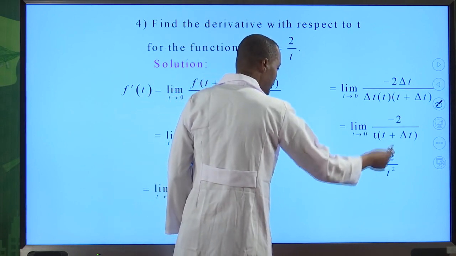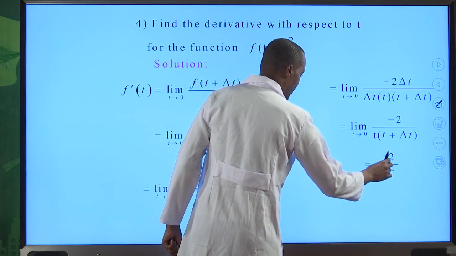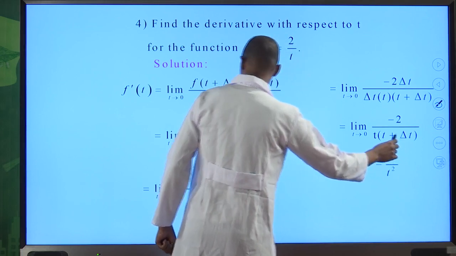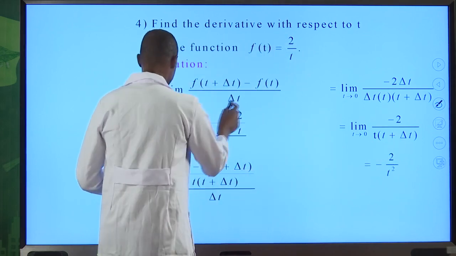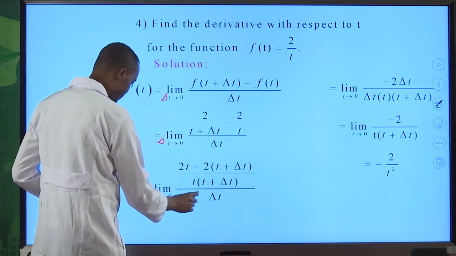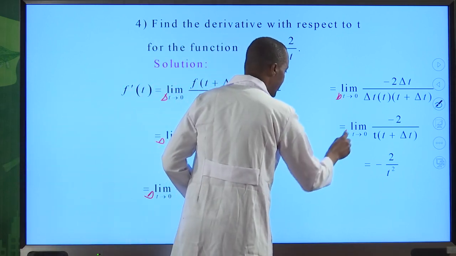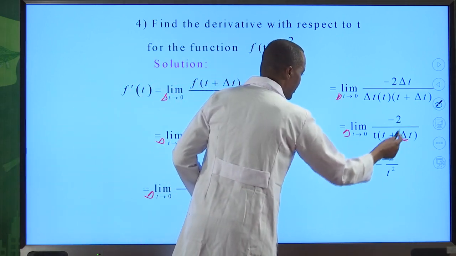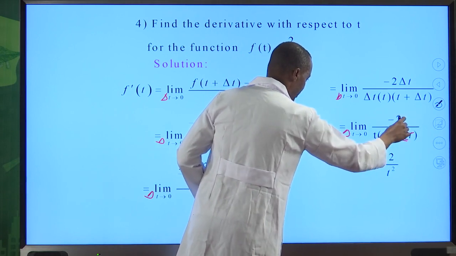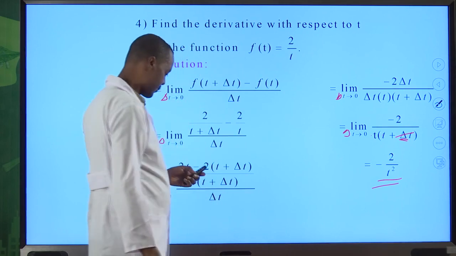And you will get the function to be, it is delta t that is approaching 0 in this case, not t, delta t approaching 0. So as this delta t approaches 0, this part will be minus 2 over t times t, that is t squared, and that is the answer.